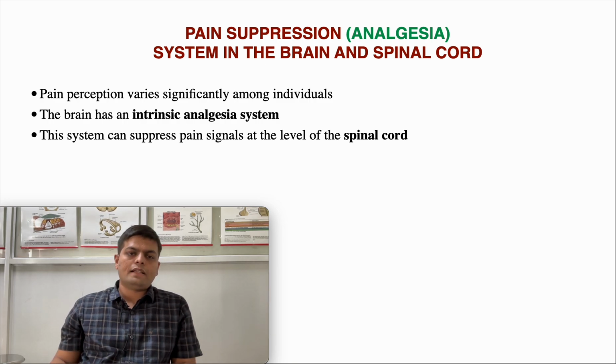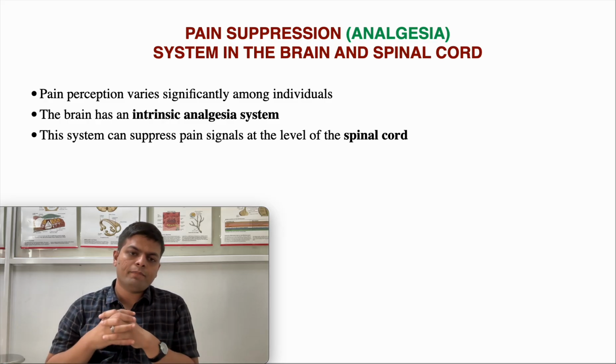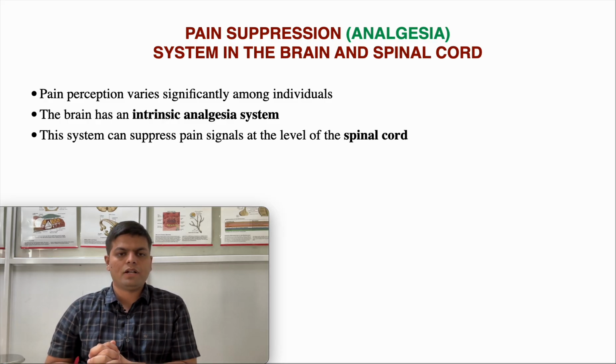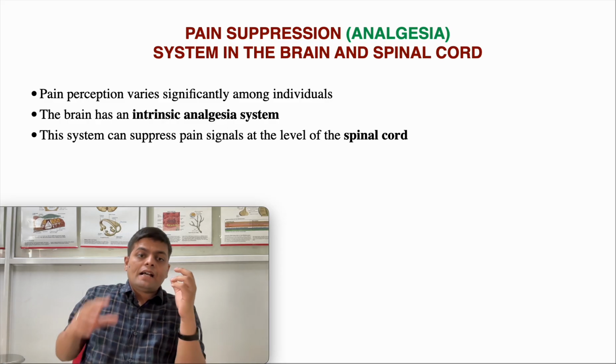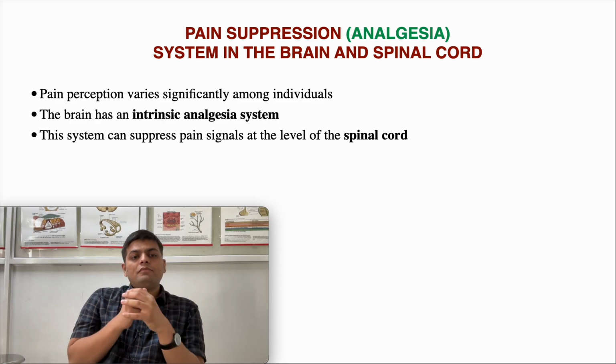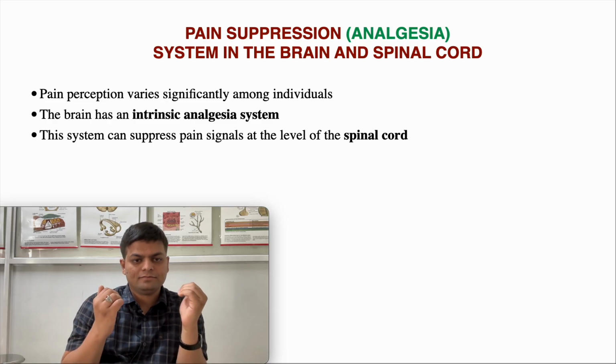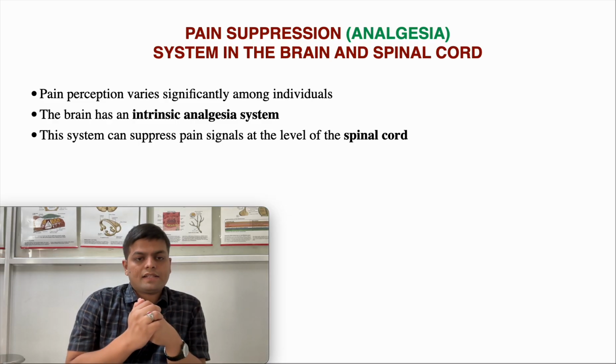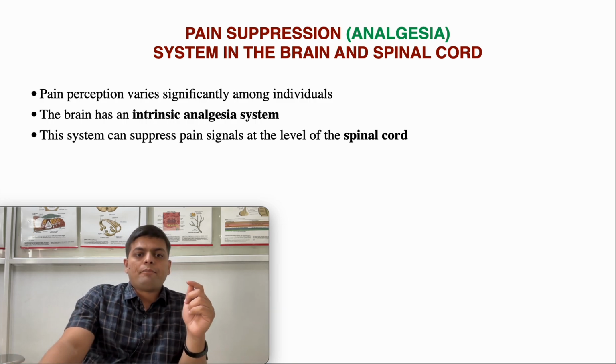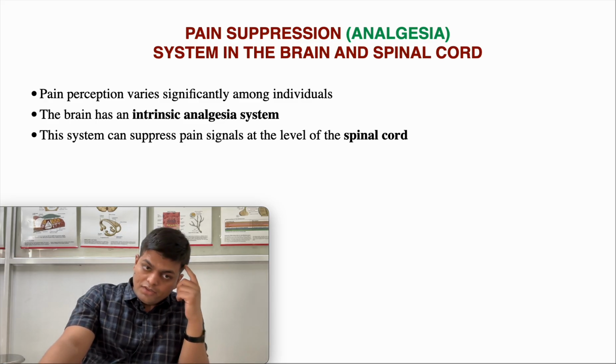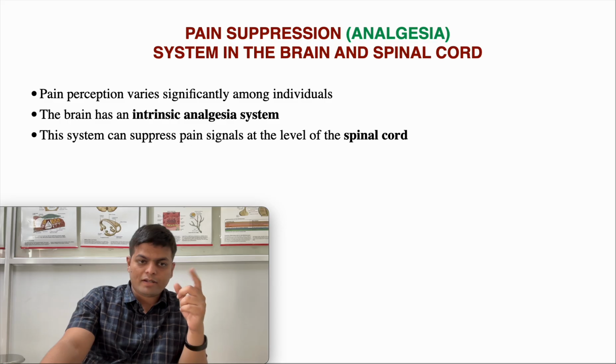Pain perception varies significantly among individuals. The brain has an intrinsic analgesia system. This system can suppress pain signals at the level of spinal cord. We all know that different people react differently to pain. This is because our brain has an inbuilt system to suppress the pain, which is called analgesia system. This system is capable in controlling the pain signals at the level of a spinal cord, even before reaching the brain. Am I clear?